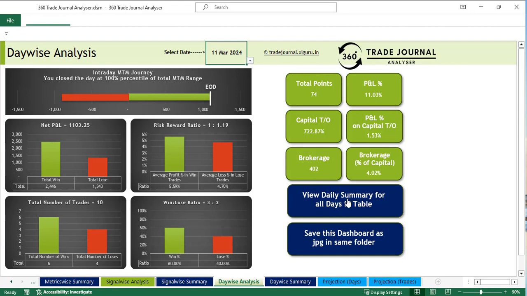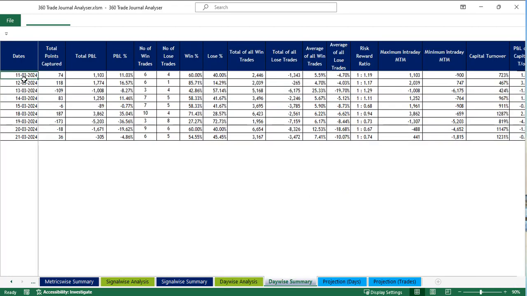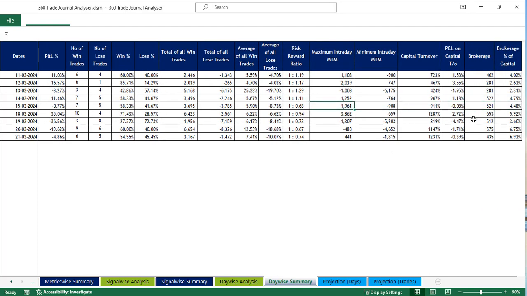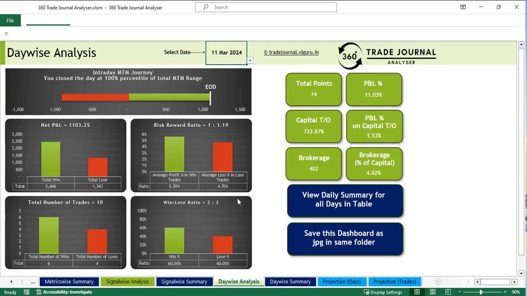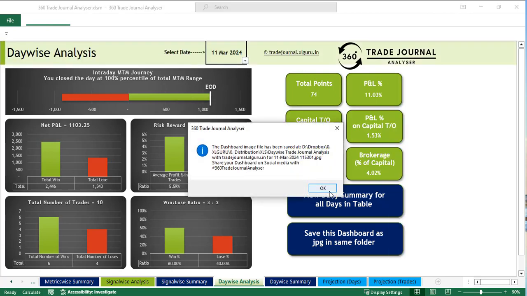And you can also view your daily summary. So for all days, how you are doing, like how many total points you are capturing, what's your total PNL, the PNL percentages, then the wins, losses and all this data, maximum MTM, the minimum MTM, the capital turnover as I told you, and all other details, right? So this is very handy if you want to analyze for all the days. And also you can save this dashboard as JPG as always in the same folder if you want to share it on social media or you want to save it for future reference, right?